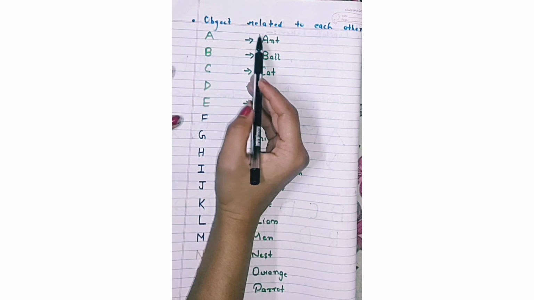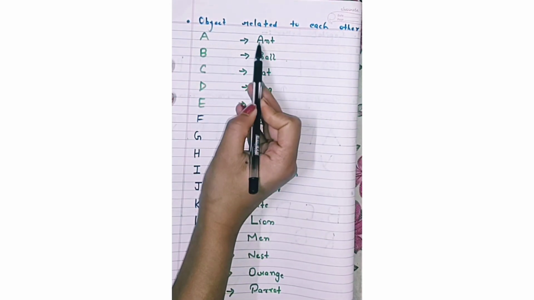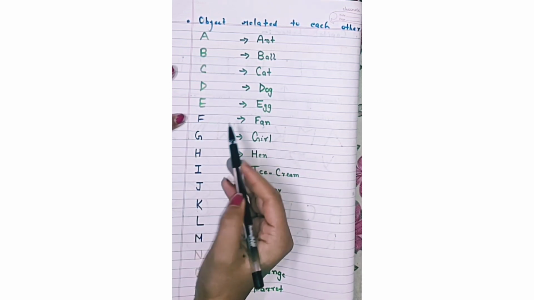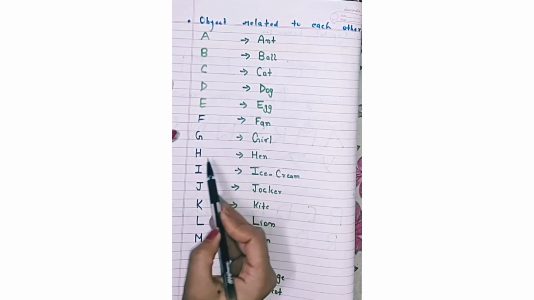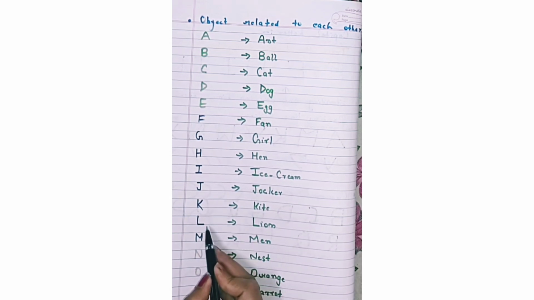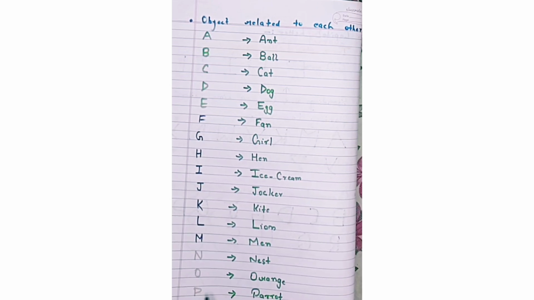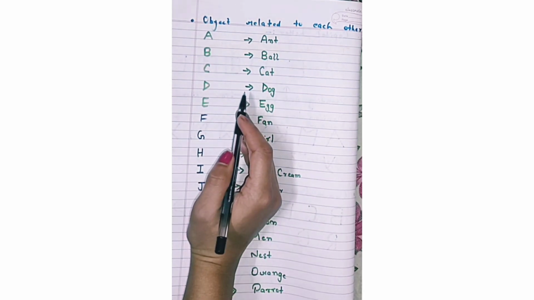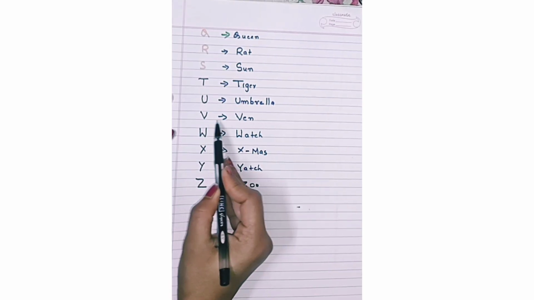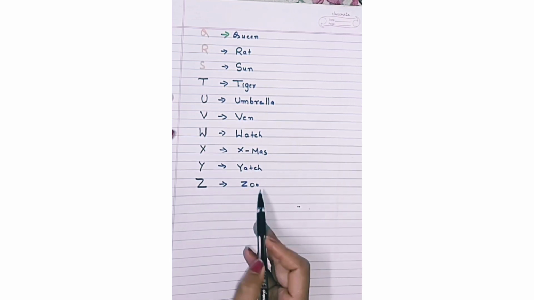Next, English alphabet का next topic है object related to each other. Let's see. A for ant, B for ball, C for cat, D for dog, E for egg, F for fan, G for girl, H for hen, I for ice cream, J for joker, K for kite, L for lion, M for man, N for nest, O for orange, P for parrot, Q for queen, R for rat, S for sun, T for tiger, U for umbrella, V for van, W for watch, X for Xmas, Y for yacht, and Z for zoo.